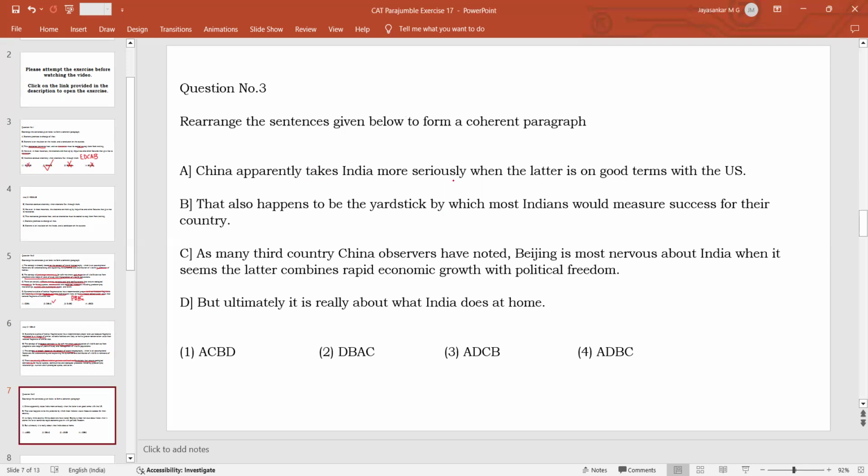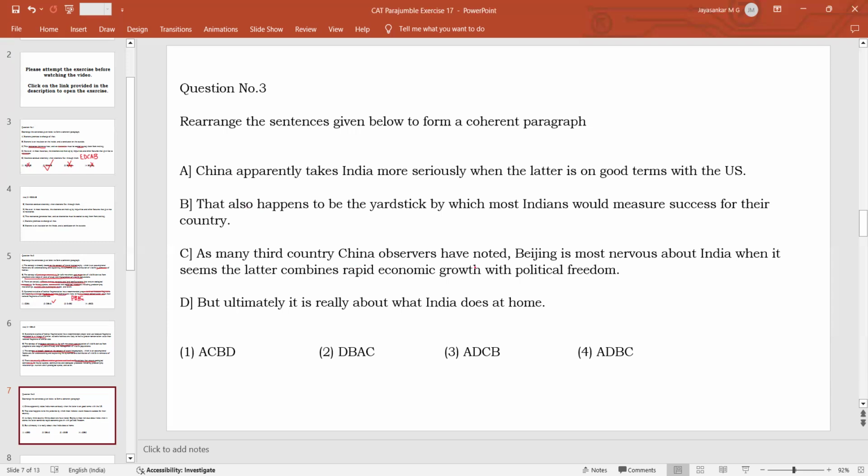China apparently takes India more seriously when the latter is on good terms with the US. When India is more friendly with USA, China takes India very seriously, or China is becoming nervous. So this can be a start. Then what can be the next sentence? Definitely, it cannot be the next step. That also happens to be the yardstick by which most Indians would measure the success of their country. Are we measuring the success of our country on the basis of how close we are with the USA? No. So this is not good. A cannot be followed by B.